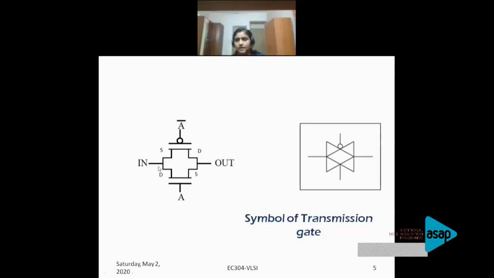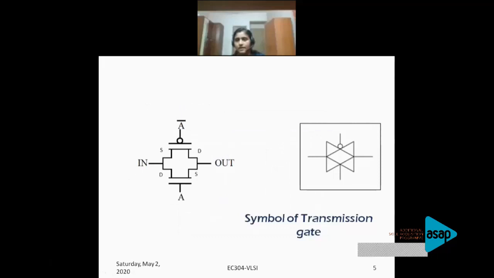Since both the transistors are on, it gives a low resistance path to the output. So whatever input you are giving is transferred right away to the output. That is the basic working of a transmission gate.